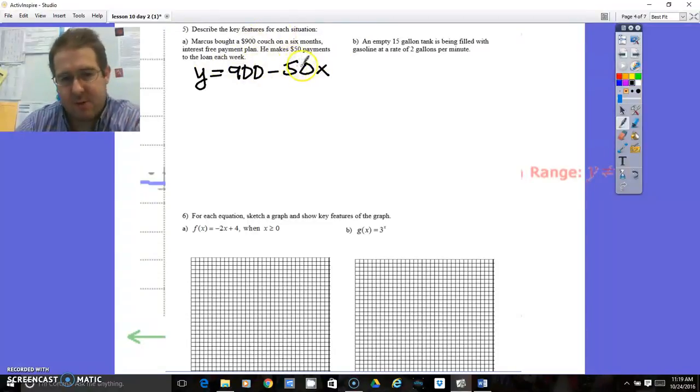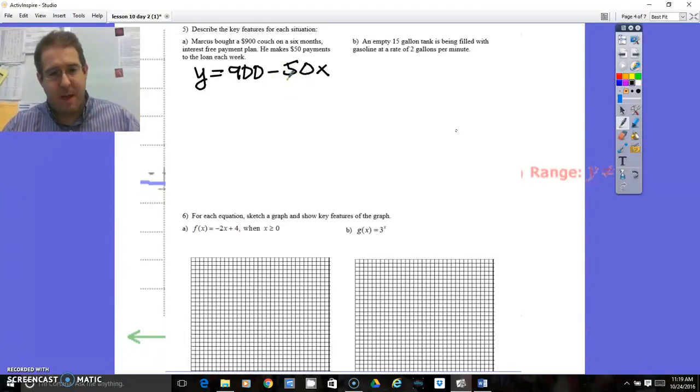So, key features of this graph. It's got a maximum of 900. It's got a minimum of 0 when he's done paying it off. It's got a decreasing interval from 0 to whatever the answer is. How many weeks? Yeah, I think it's 18 weeks it's going to take for him to pay it off. So we're talking domains, 0 to 18. The lowest would be 0, and the height would be 900. Okay, I think I already said that.